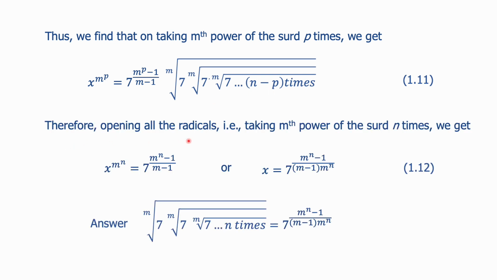Therefore, opening all radicals, that is, taking the mth power of the surd n times, we get x to the power m to the power n is equal to 7 to the power (m to the power n minus 1) by (m minus 1), or x is equal to 7 to the power (m to the power n minus 1) by (m minus 1), whole into m to the power n. Thus, the answer to the mth root of 7 multiplied by whole mth root, multiplied by whole 7, whole under mth root, repeated n number of times, is equal to 7 to the power (m to the power n minus 1) by (m minus 1), whole multiplied by m to the power n.